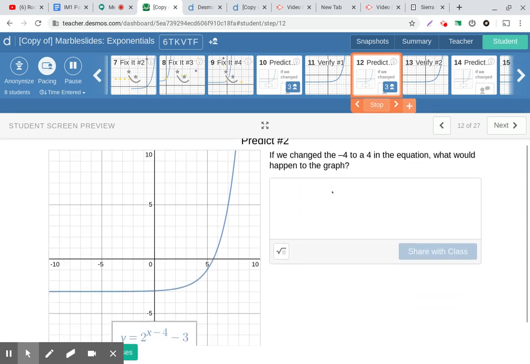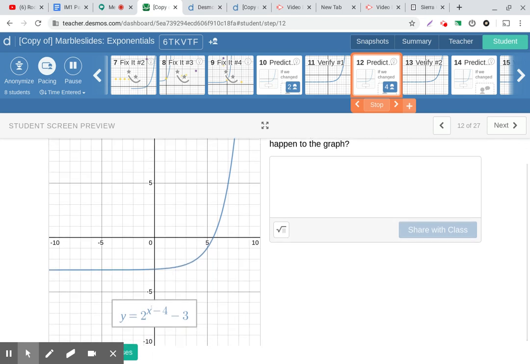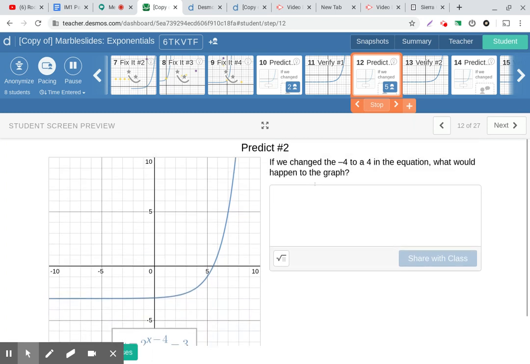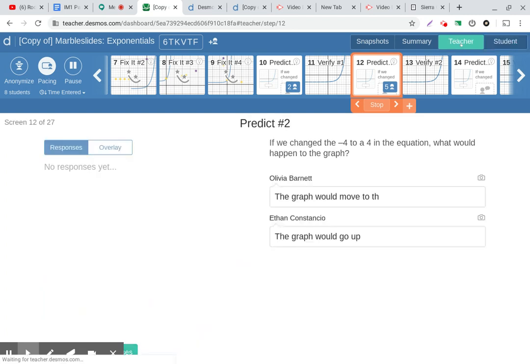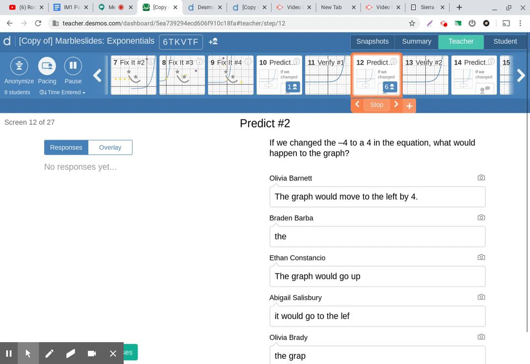All right, guys, so if you change the exponent to a +4, which way would the graph go? Up, left, right? Which would it go? Type in your answer. If you change the -4 to +4, would you get a head start or a delay? And let's see what you are typing. The graph would move to the left. That is correct, Olivia. The left, right? And you want to say it goes to the left because it's getting a head start, which means it's going to reach the same y's earlier than it would have.